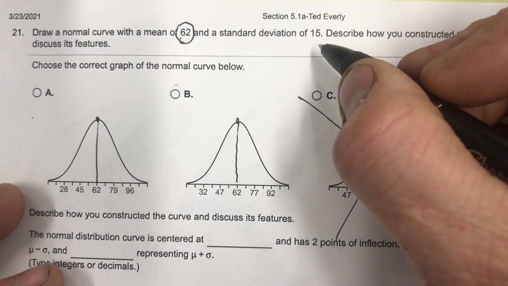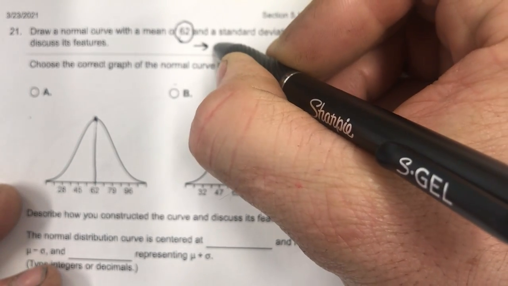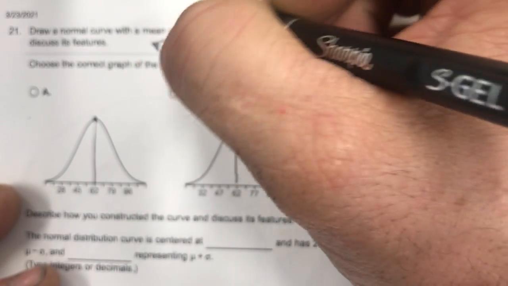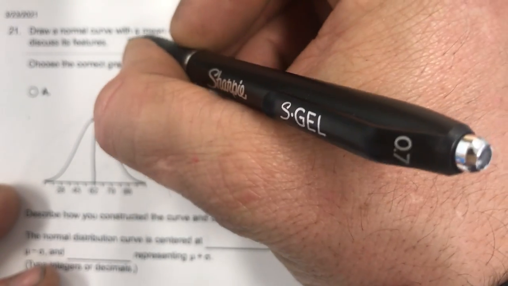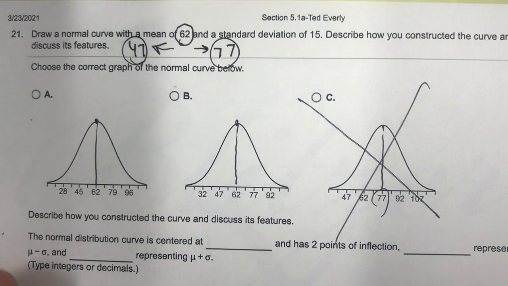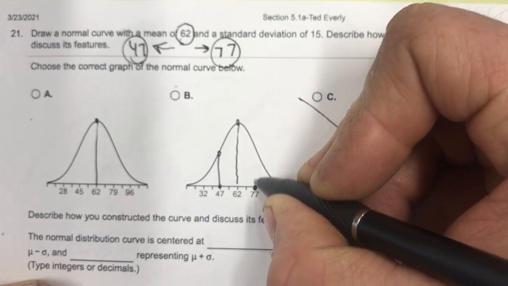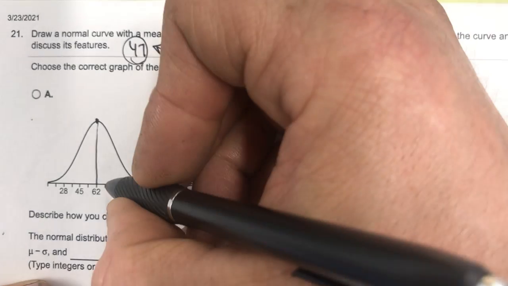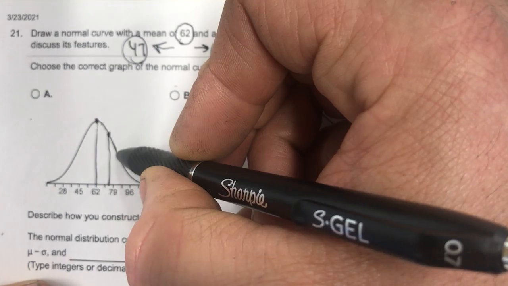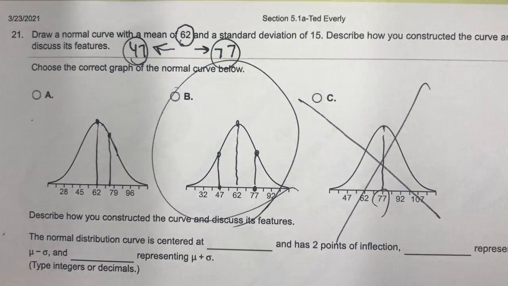Now, it says the standard deviation is 15. That means if I go 15 this way, if I add 15, I'm going to get 77. And if I go this way, subtract 15 from 62, that's going to be 47. I should have these values at my inflection points. So if I go to 77 and then 47, I think this is what we got right here. If you look at 77, it's about right here, and that's not the inflection point. It's still going down here. It's not starting to go up yet. So the answer would be B.